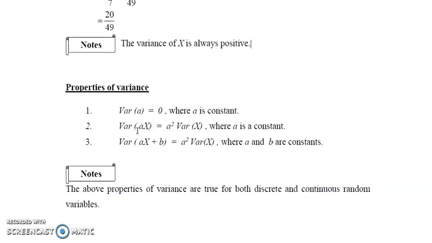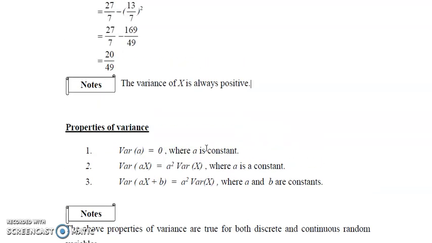And the properties of variance are different from the properties of expectation. Variance of a will be 0. Variance of aX will be a squared variance of X. Variance of aX plus b will be a squared variance of X. So please make sure you know the difference between these two sets of properties, and make sure you are sure about it.